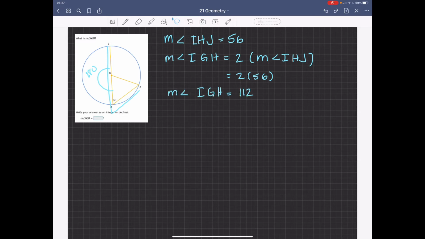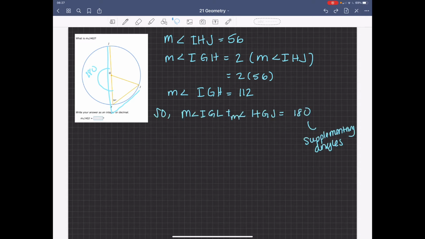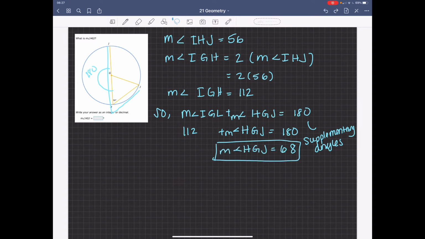One other thing that I notice is that the measure of IGL plus the measure of HGJ is going to be 180, because that's a supplementary angle. Supplementary equals 180. So if I say 112 plus the measure of HGJ equals 180, and I subtract 112 from both sides, the measure of angle HGJ is going to be 68.